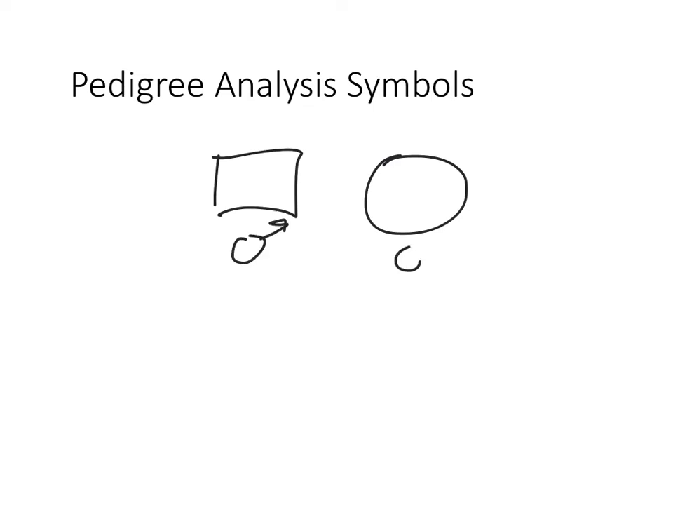Okay, quick review, because I heard some of you talking about it before class. Pedigree symbols. What do we have? Squares and circles, which are males and females. What's the open, unfilled symbol? They don't have the trait. Yeah, we'll call that wild type. Filled in?